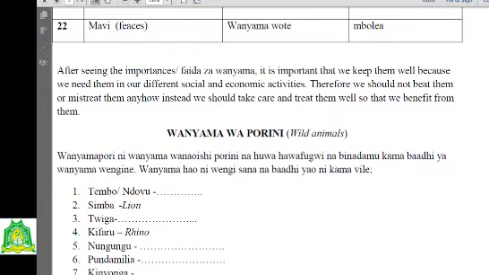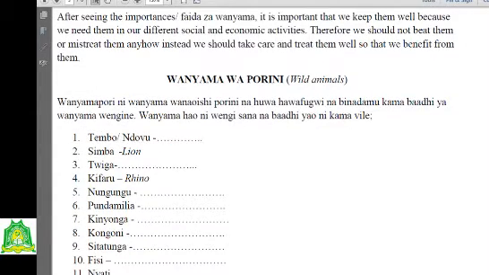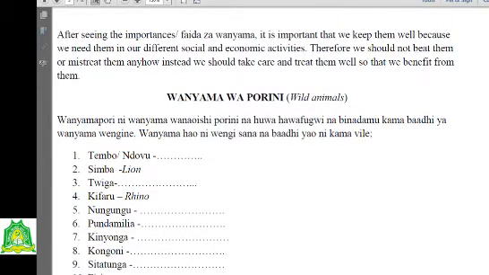Now, after seeing the importances or faida za wanyama, it is important that we keep them well because we need them in our different social and economic activities. Therefore we should make sure that we protect them instead of mistreating them anyhow. Make sure we take care of them, treat them when they are sick, so that we can benefit from them.